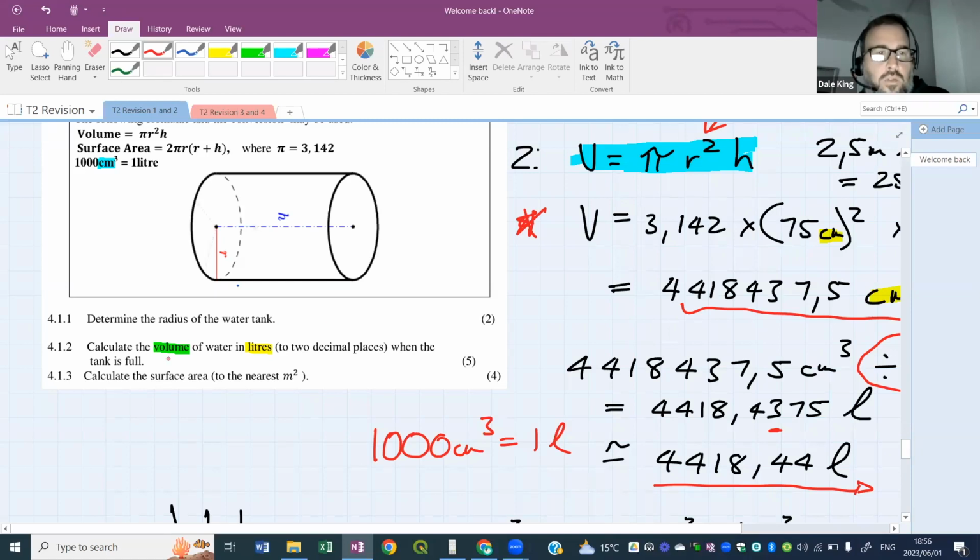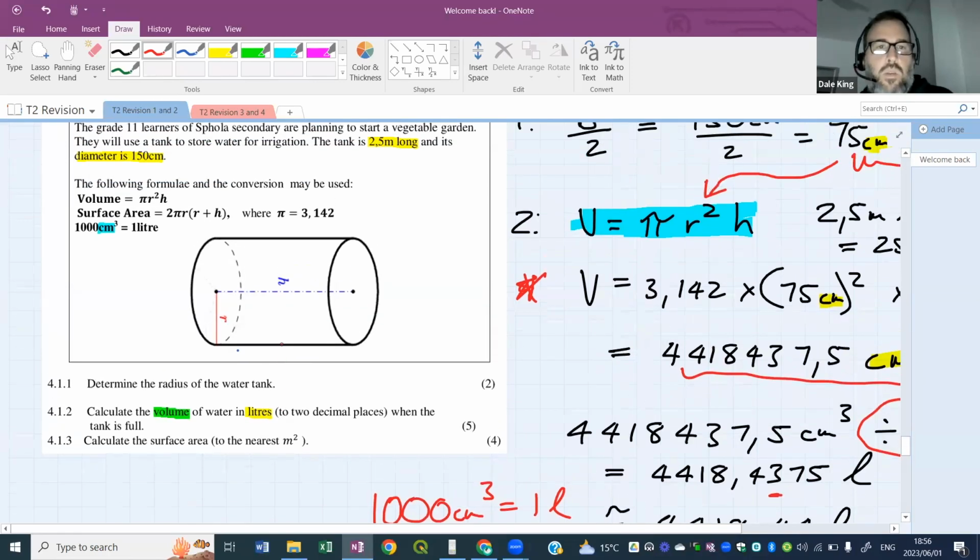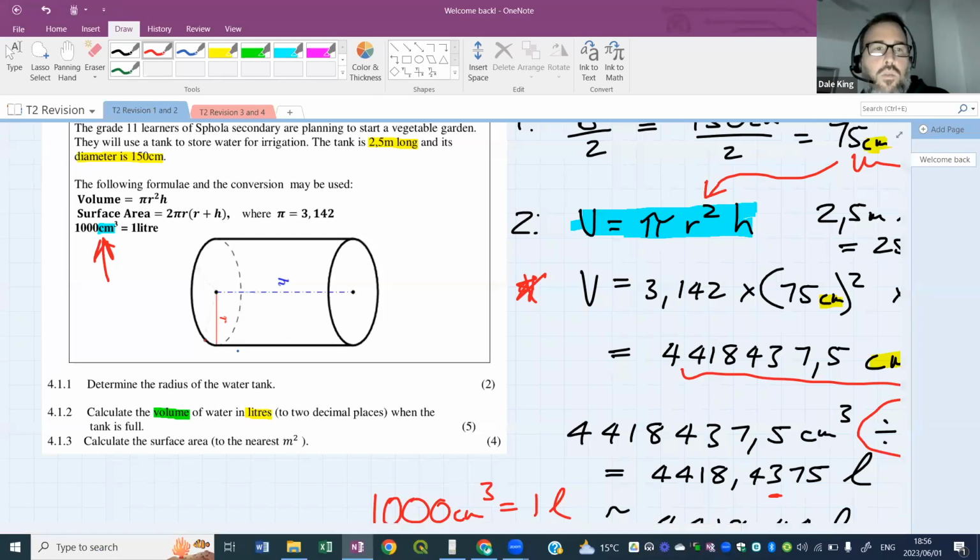All right, so calculate the volume. Have to use the volume formula in liters. Well, I've got meters and centimeters. What do you want me to do? Well, the clue was here in the conversion. You need to get centimeters cubed. So stick to centimeters everywhere. Sub it into your formula. Get your centimeters cubed. Then cut it up to get to your liters. All right, I hope you guys understand that question now.